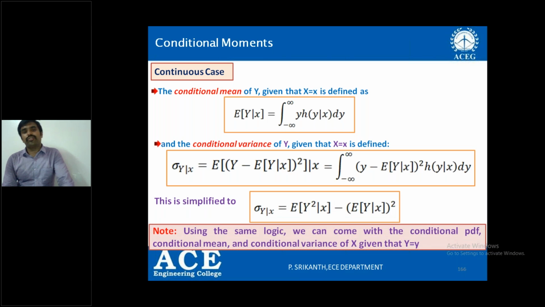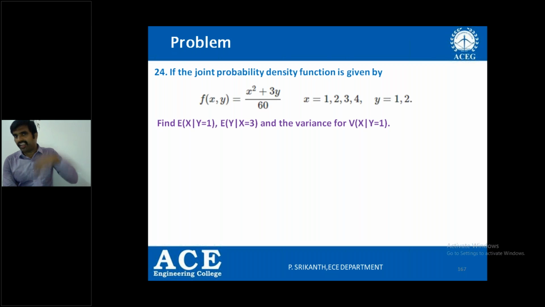And here, using the same logic, we will come up with the conditional probability density function, conditional mean value, and conditional variance of x given y. We have taken y given x. Similarly, we can take x given y. So let us take a simple problem so you can understand better.